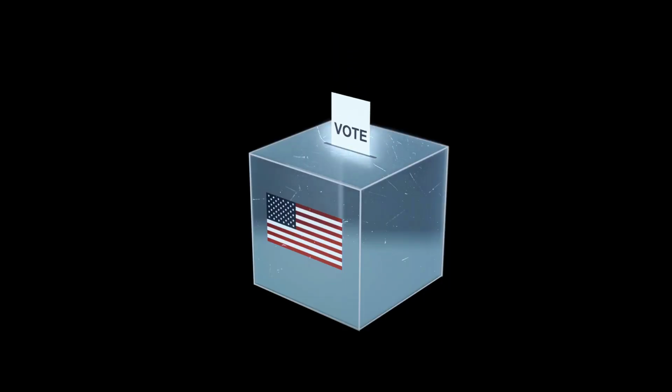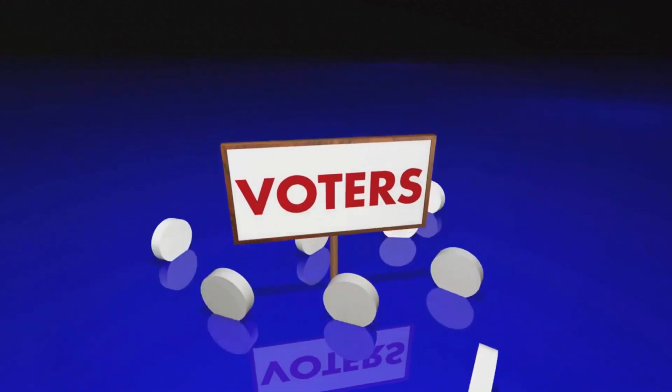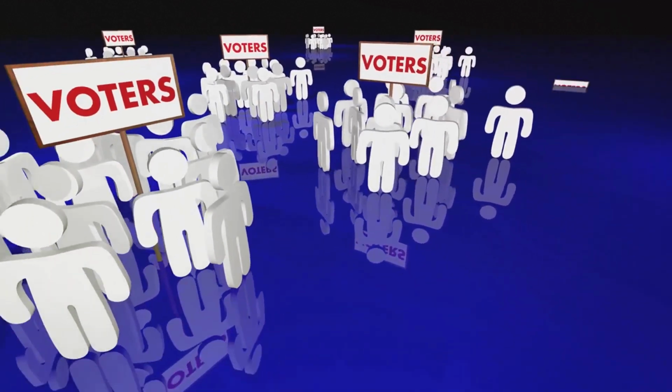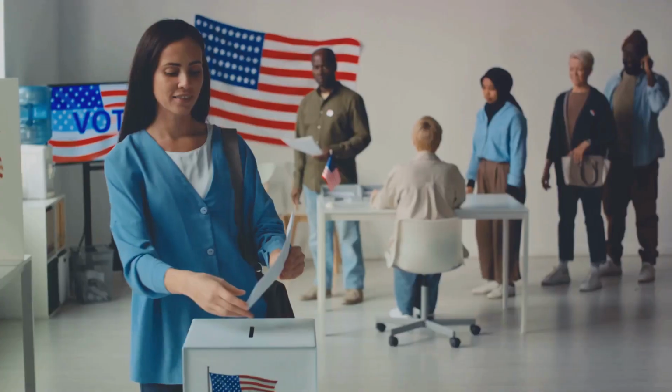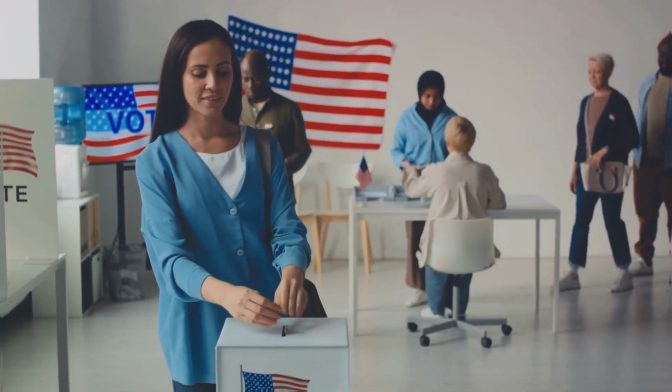Now, you might think that when you cast your vote, you're voting for the presidential candidate, but in reality, you're voting for a group of people known as electors. These electors are part of the Electoral College, a group of 538 people who officially elect the president and vice president. Each state gets a certain number of electors based on its population size.